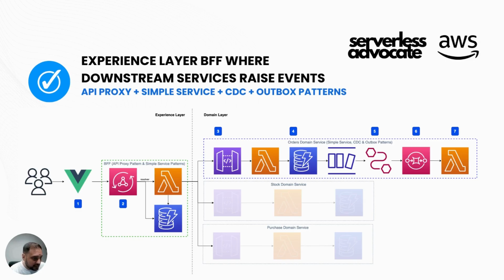So we've got this order domain service, which is private. That's in the domain layer. And this in itself is a simple service, API Gateway to Lambda to DynamoDB. We've got CDC in the mix with DynamoDB Streams. And then we've got Amazon EventBridge Pipes talking to SQS. So we've got that outbox pattern. So we're not going to lose those domain events. And we've got a Lambda then publishing off the back of that. So again, you can extrapolate these patterns out and build whatever you need to with these 8 crucial design patterns.